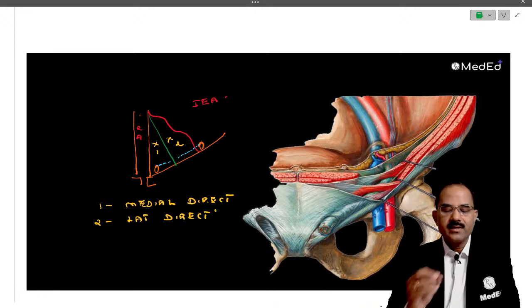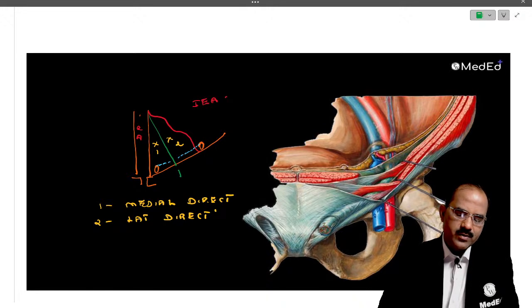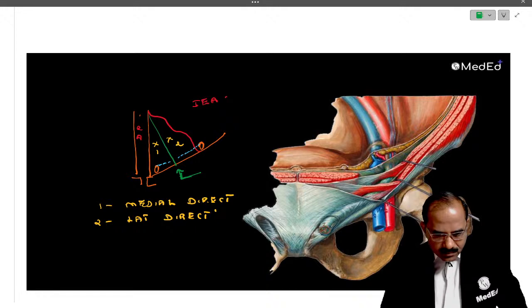What is that green structure which divides Hesselbach's triangle into two parts? Yes, bacha, I want this. I want that.